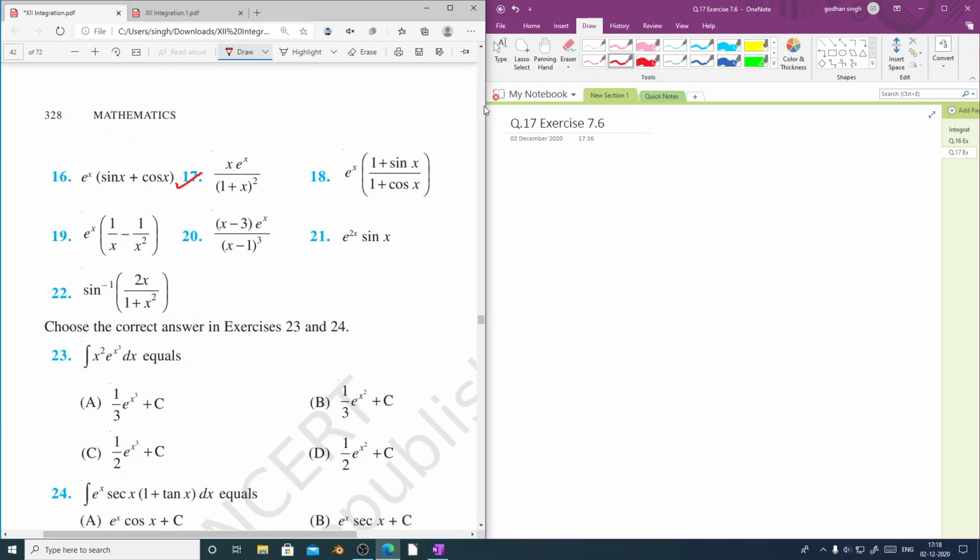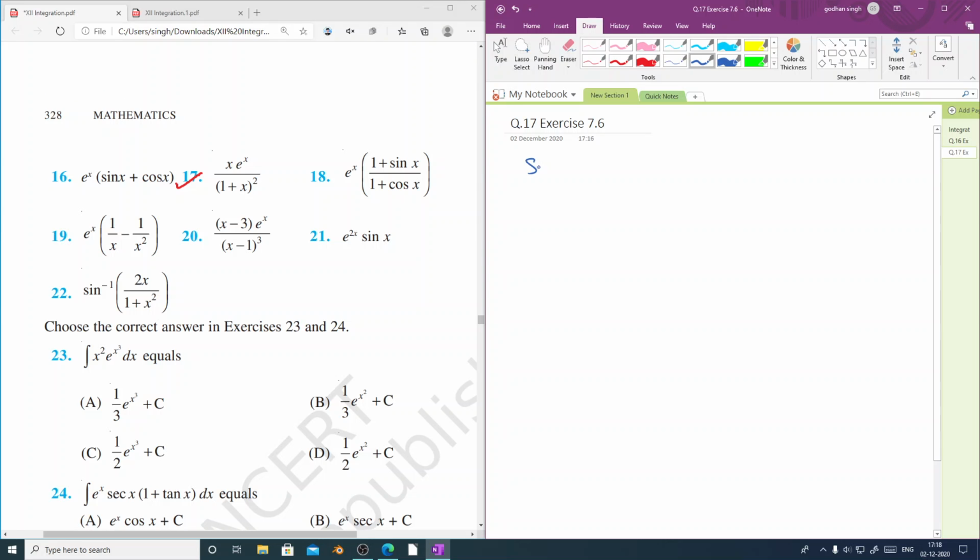Question number 17, exercise 7.6. Let us solve. Here also we have e raised to x, so let us check whether it is of that form or not. Solving question number 17, I equal to the integration of x e raised to x over (1 plus x) whole square. Directly we are not getting the form of f(x) plus f'(x), because here we only have one function multiplying with x. So let us see if we can make any modification.